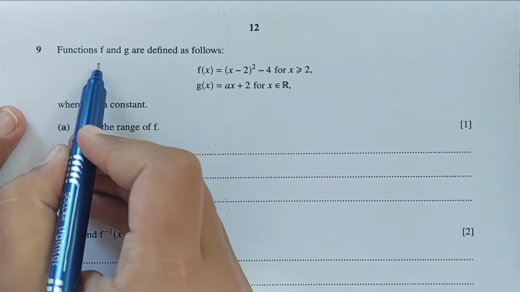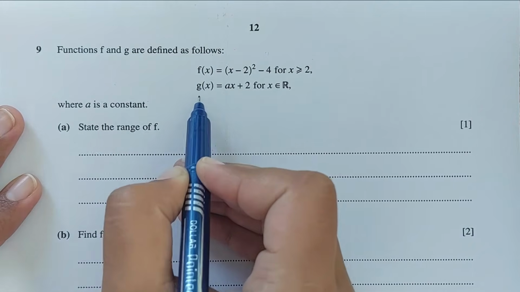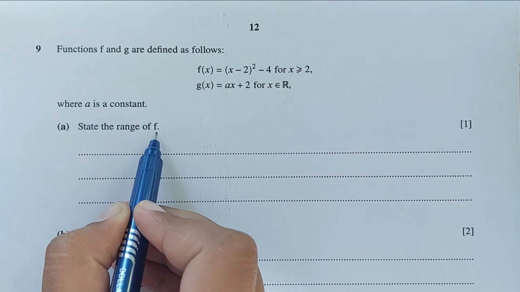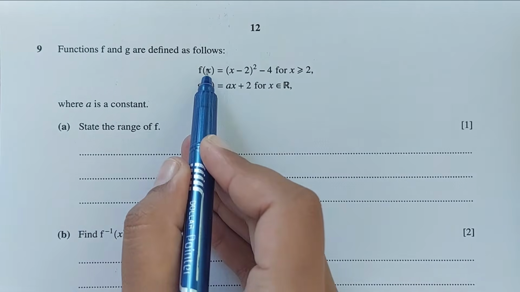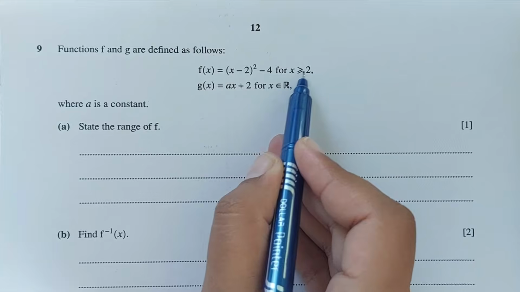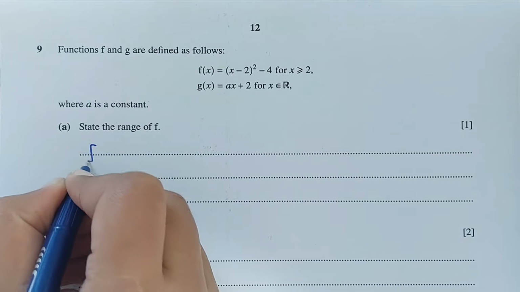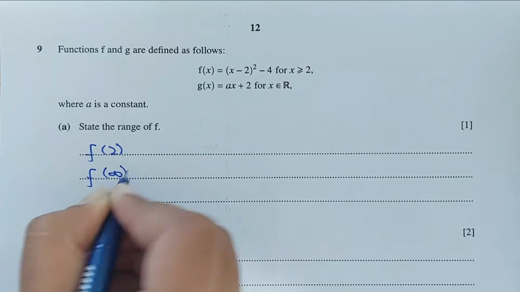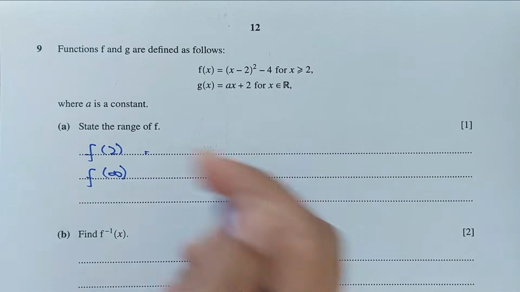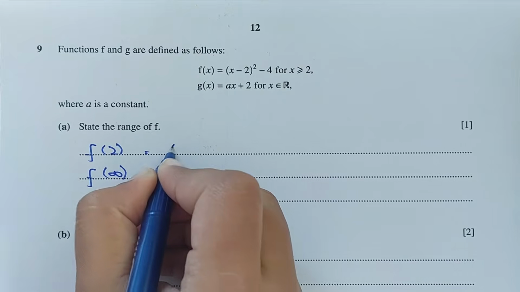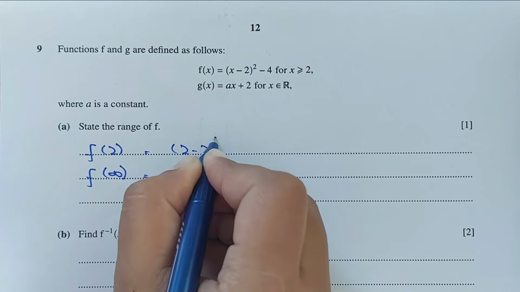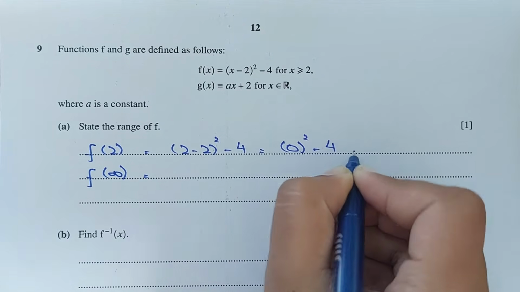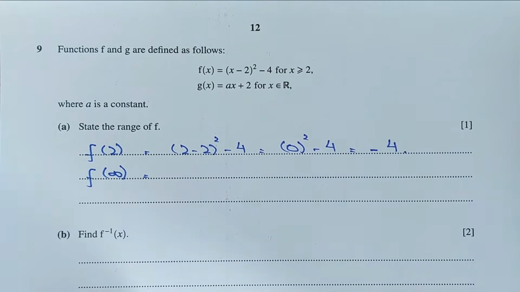Question number 9. Functions f and g are defined as follows: f of x and g of x, where a is constant. Part A, state the range of f. So the domain of f, we have given the x values that are greater than equals to 2. So what is the function value at 2 and what is the function value at infinity? 2 and more than 2, right? So we can check 2 minus 2 whole square minus 4, which is 0 whole square minus 4, which is equals to minus 4, right?